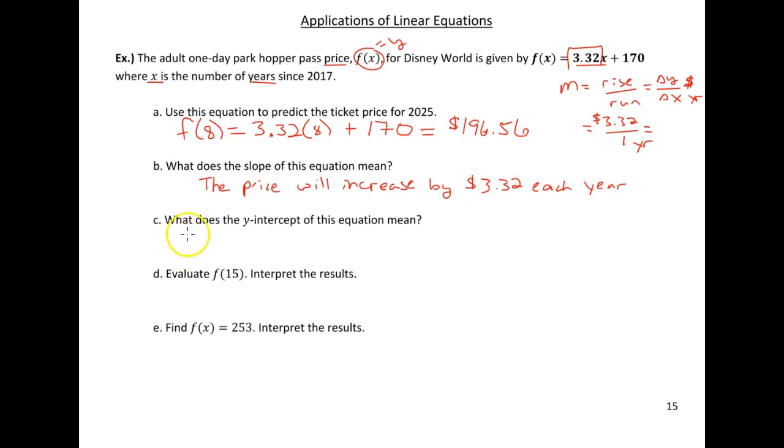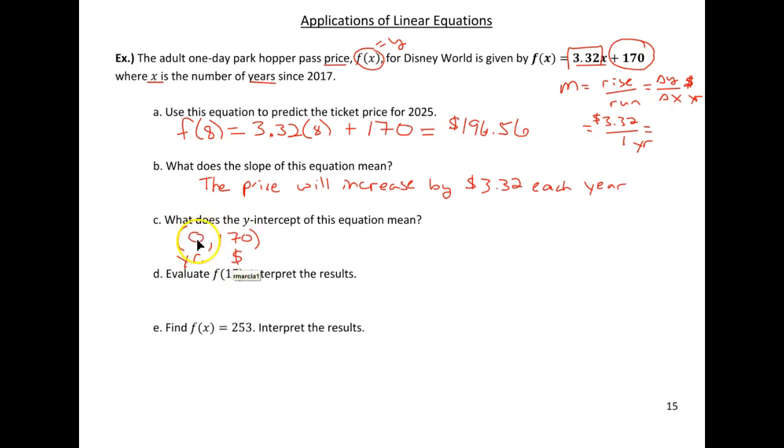This next one says, what does the y-intercept of this equation mean? Now we're talking about the y-intercept, our b here. Remember, to find the y-intercept, that means that the x value is 0. So this is really giving me the coordinate (0, 170). As we mentioned, the x was the year, and the y was the price. So this is saying at year 0, the price is 170.